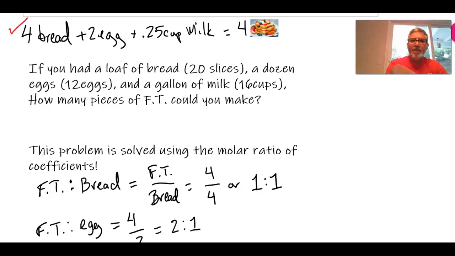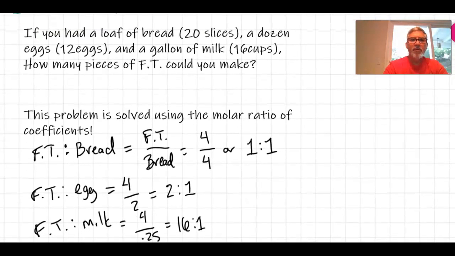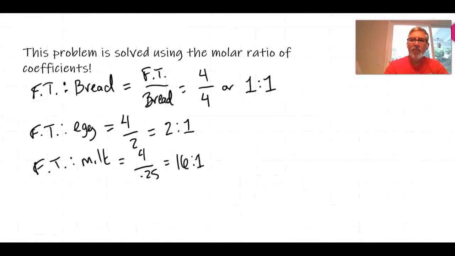So if you have a loaf of bread at home, a dozen eggs, and a gallon of milk, how many pieces of French toast could you make for you and your friends? There's a chemical way to do this. We look at molar ratios, which are based on coefficients. So we could go through the molar ratios here.